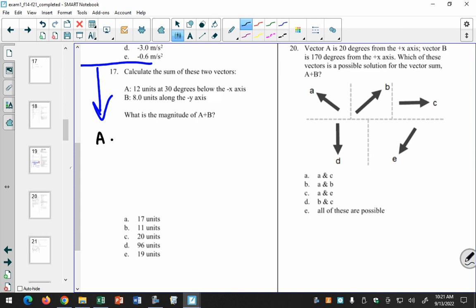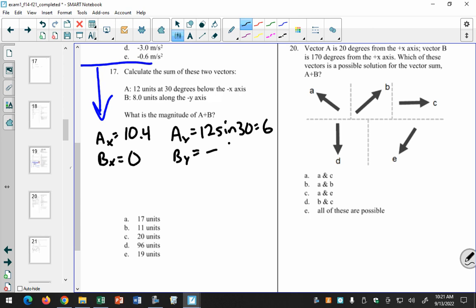So first I'll find ax, bx, ay, by. Ax is 12 cosine 30. That's equal to 10.4. Ay is going to be 12 sine of 30. That's equal to 6. Bx is 0, and by is negative 8. The reason I knew that bx is 0 is because b is 8 units along the y-axis.